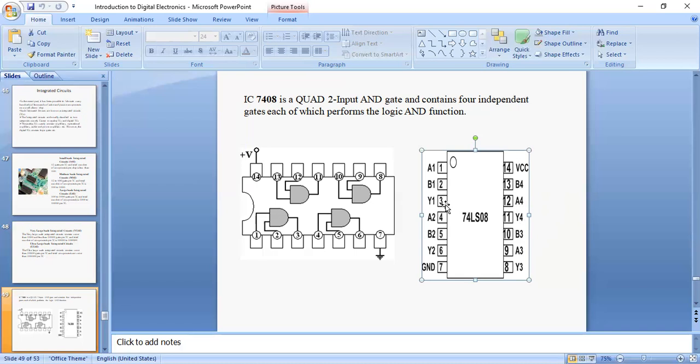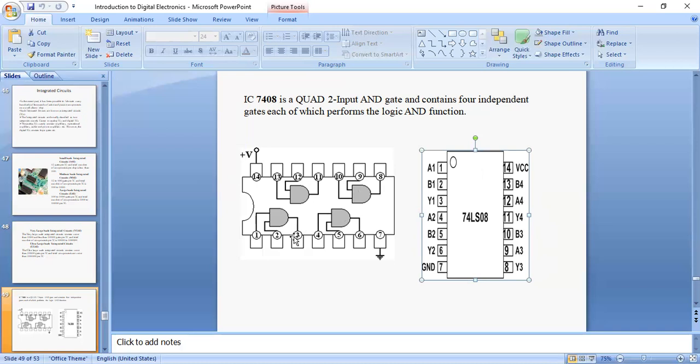Next we are taking A2, B2. This is another gate, and the output will be connected here. This is internally connected. By using this IC, we can connect a total of 4 AND gates. We can use any two, or any one, depending on use. But in this IC, 4 AND gates are present.